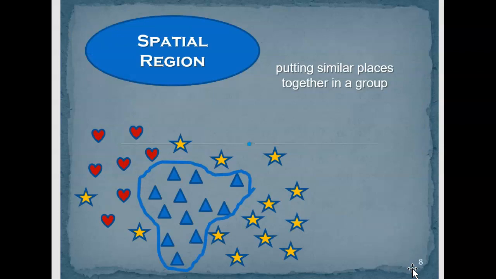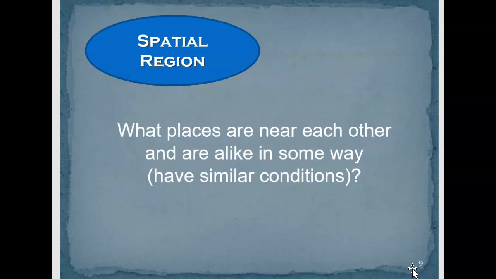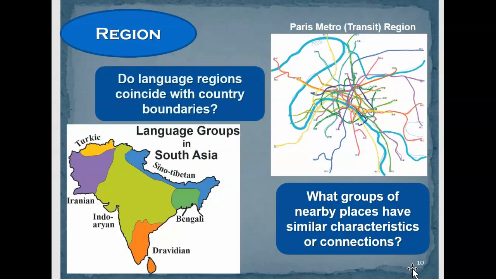Spatial region. So when we put similar places together in a group, what places are near each other and are they alike in some way? Do they have similar conditions? Aiken and North Augusta, we're in the CRSA. Are there conditions or connections that make us a region? Do we have things that are similar?